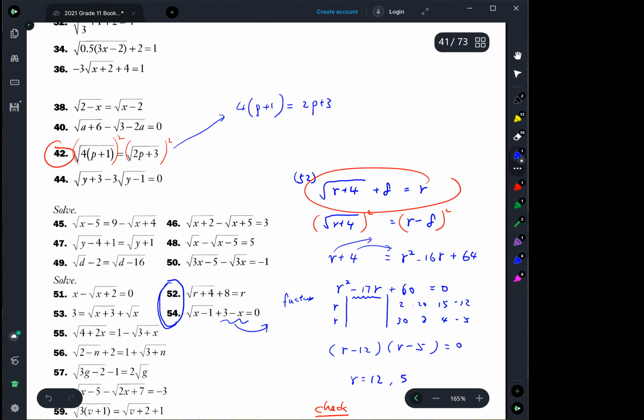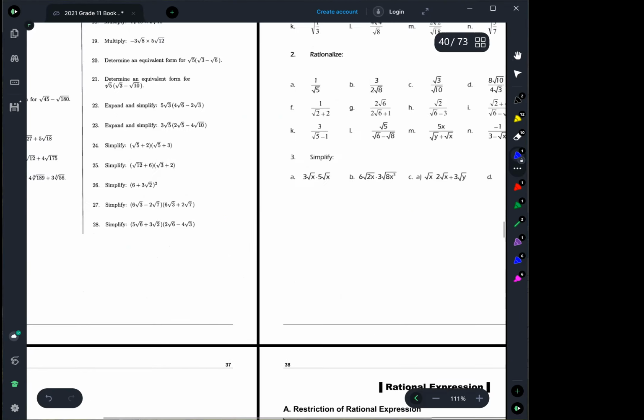Do you know how to solve for p from here? Okay, so you just solve for p after some steps, but make sure at the end you plug it back in to see if you can keep it. You know how to do the checking? Yeah. Okay.